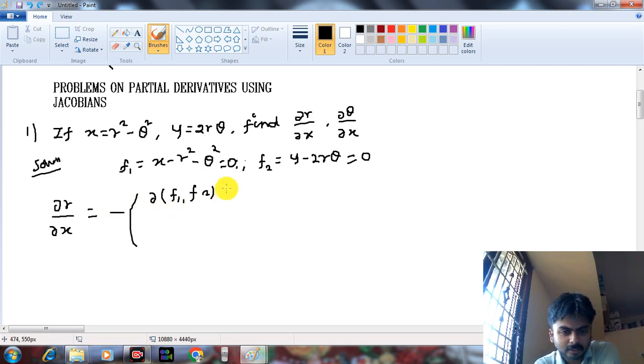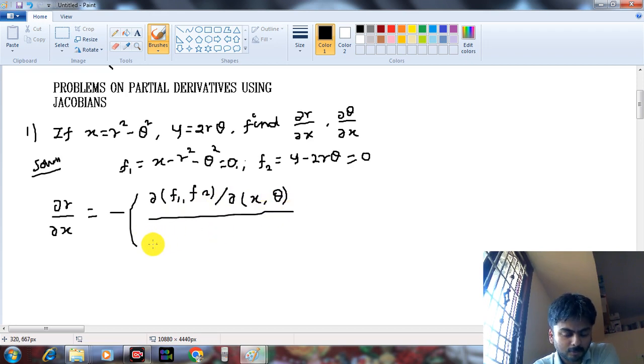divided by ∂ of, since I am doing it with respect to x, the first term will become x. In the first place, the r will vanish, and I will have x here, comma, and r will vanish, and I will have theta. ∂(f1, f2) divided by ∂(x, theta), divided by the denominator, which is common, ∂(f1, f2) divided by ∂(r, theta).